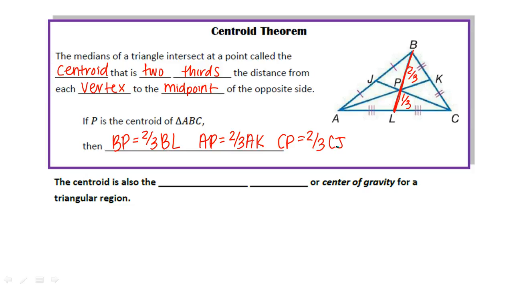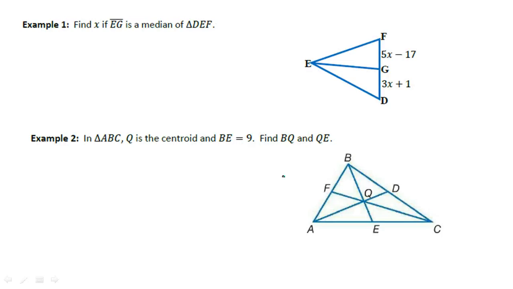The centroid is also the balancing point or center of gravity for a triangular region. That just means if you could balance this triangle on your finger, you would have to put your finger at the centroid. So let's try some examples.